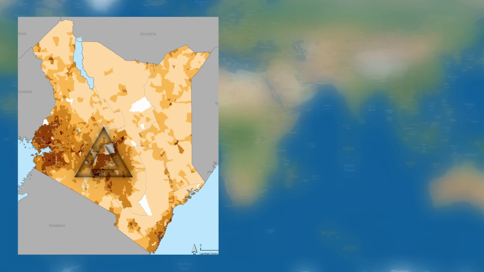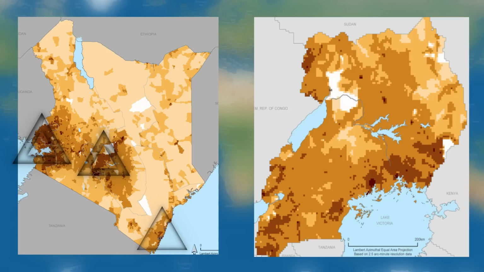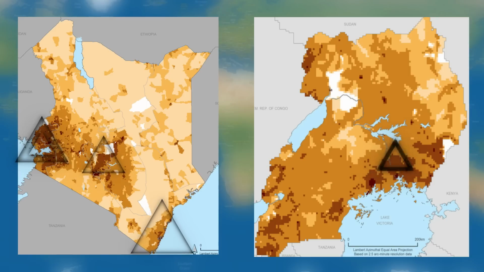While Nairobi has a large city population, Kenya also has major population clusters around Lake Victoria and the Indian Ocean coast. Uganda's population is more evenly spread across regions, though with notable concentrations in the central and southwestern areas around Kampala.